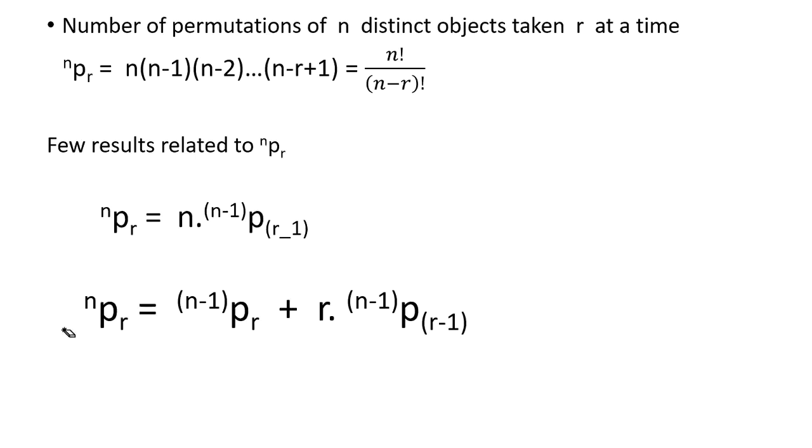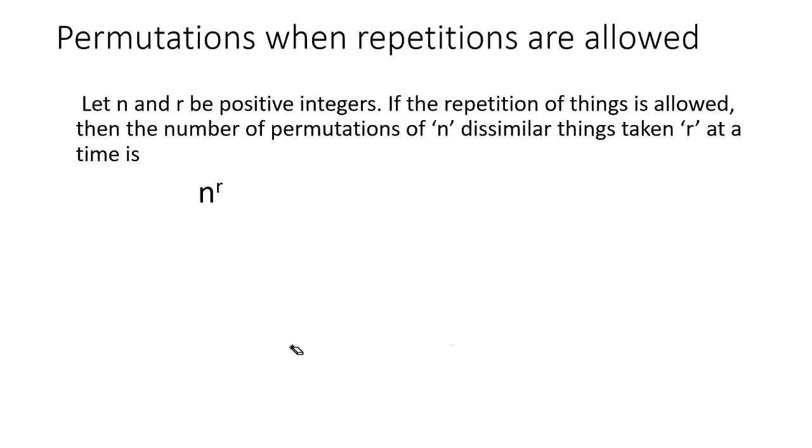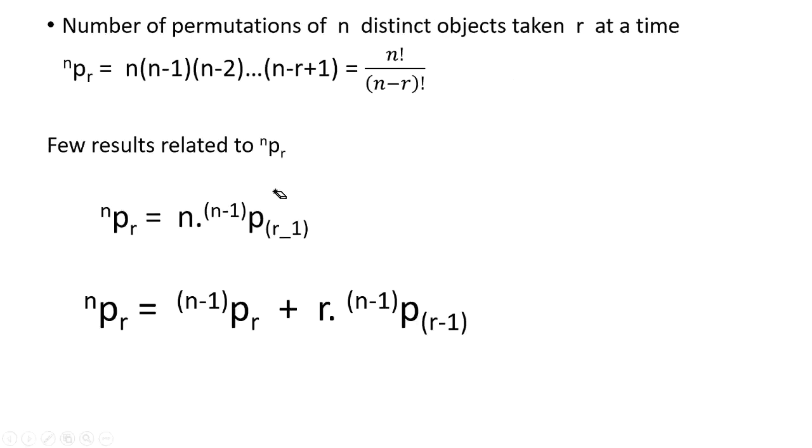Therefore, the number of permutations of n distinct objects taken r at a time is equal to the number of permutations of n distinct objects without containing a particular object plus the number of permutations of n distinct objects which always contain a particular object. Next, if repetitions are allowed, then the number of permutations of n distinct objects taken r at a time is going to be n raised to r. If repetitions are not allowed, then it is going to be nPr.